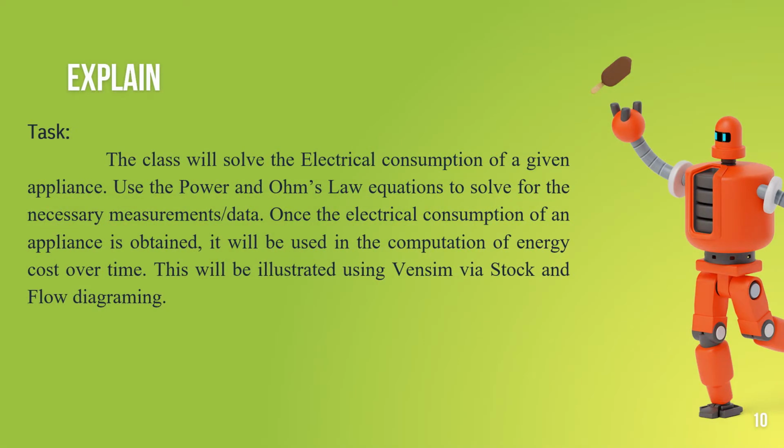The next E is the explain part. The class will solve the electrical consumption of a given appliance. Use the power and Ohm's law equations to solve for the necessary measurements or data. Once the electrical consumption of an appliance is obtained, it will be used in the computation of energy cost over time. This will be illustrated using Vensim via stock and flow diagramming.